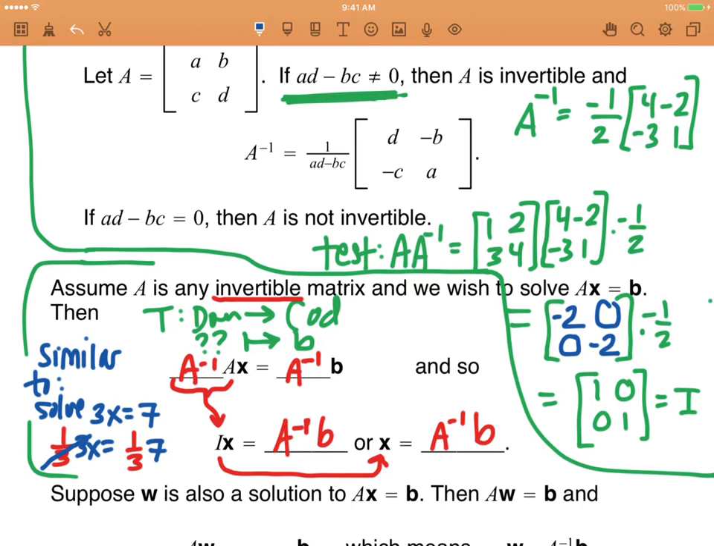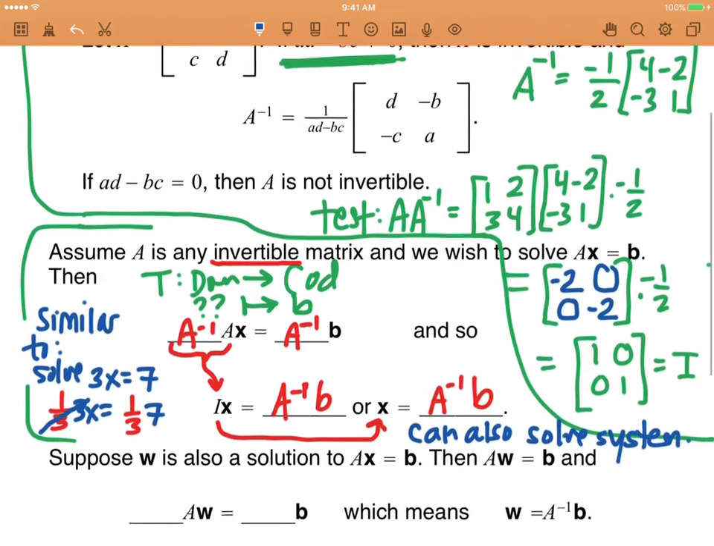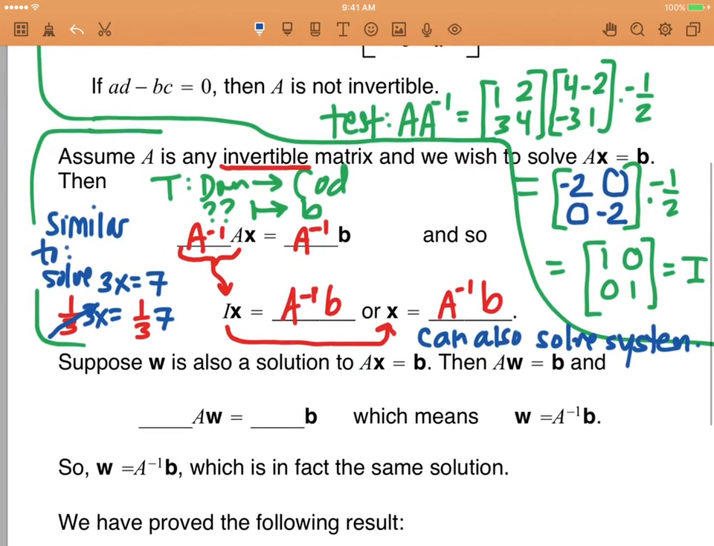Okay, remember you can also solve the system the same way we've been doing it for a while. This is just a new method. Okay, the next little bit here I'll comment on.